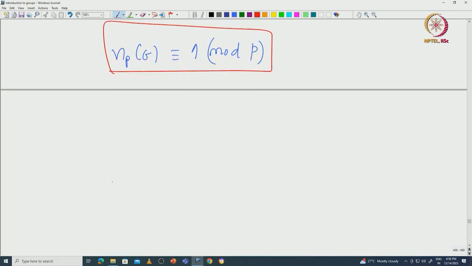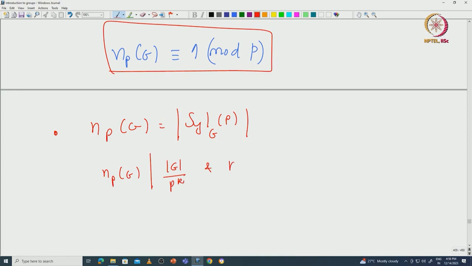There are some important things to note. If you denote NP of G as the number of Sylow P subgroups of G, then we have immediately that NP of G divides the cardinality of G divided by P power k, and NP of G is congruent to 1 modulo P. So these two things are there. This puts lots of restriction on NP of G. In many small orders we will be able to determine explicitly what possibilities it can have. That will tell a lot about the group.